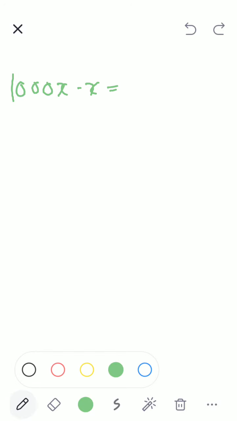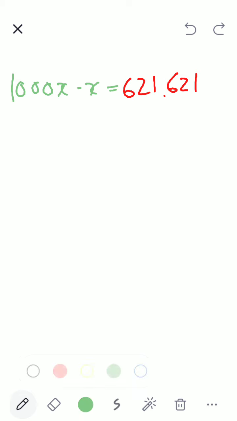Then I will write 1000x minus x equal to 621.621 minus x. Correct? But what is x? For decimal, wherever it is green, I will retain x because the green bag is what I want to find out. Correct?